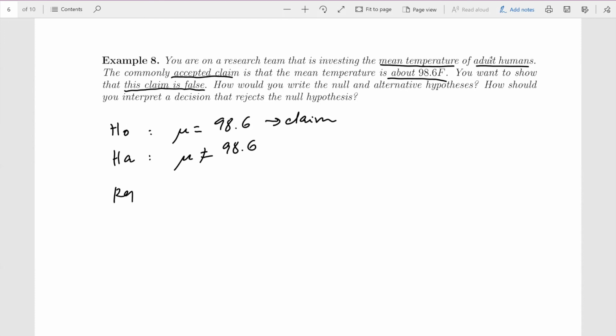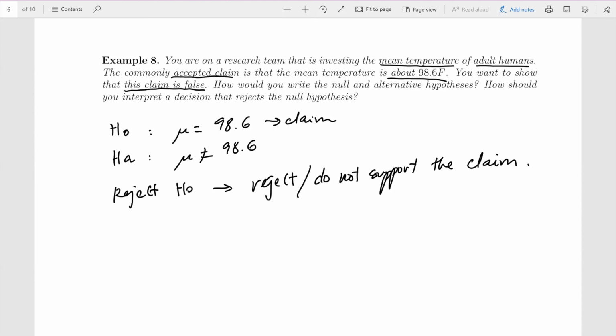If you reject the null, that means you support the alternative, right? And the null is the claim. So that means you have enough evidence to not support the claim. Or when you reject the null hypothesis, that means you're rejecting the claim. You don't have to look at the alternative at this point, right? Because the claim is in the null hypothesis, you're rejecting it, that means you reject or do not support the claim.